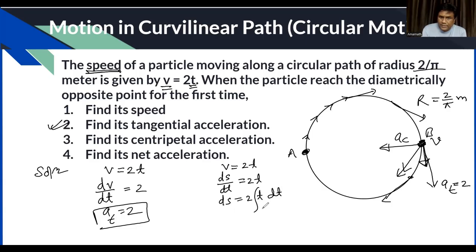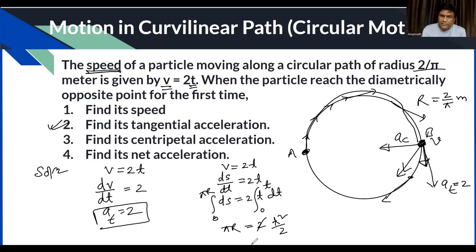When time was 0, distance was 0. But when time is T, the distance is from here to here. It is pi r only, no? Yes or not? 0 to T, 0 to pi r distance. So that part will be pi into r. And this part T dt is nothing but T square by 2 only.